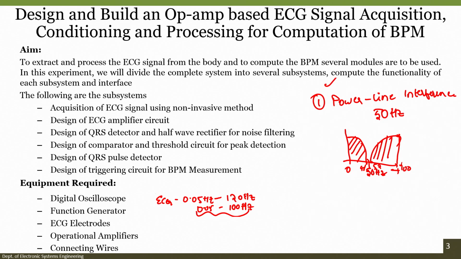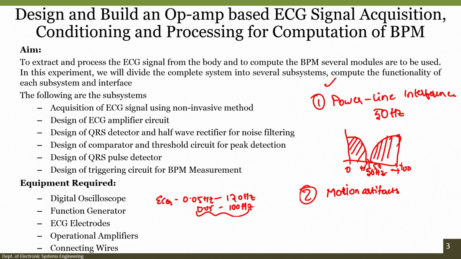What else? What are the other signals that will interfere with our required signal? The required signal in this case is the ECG signal. Another one is our motion artifacts. In order to remove these motion artifacts, generally speaking, they will be lower than 0.05 Hz. So it will be somewhere around 0 to a maximum of 1 Hz.